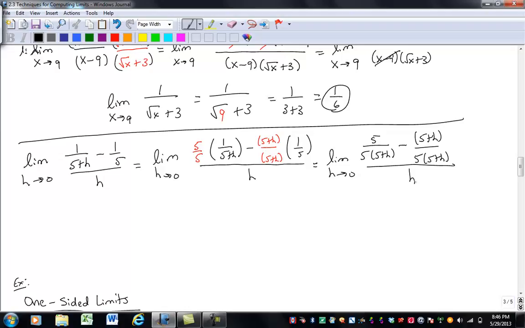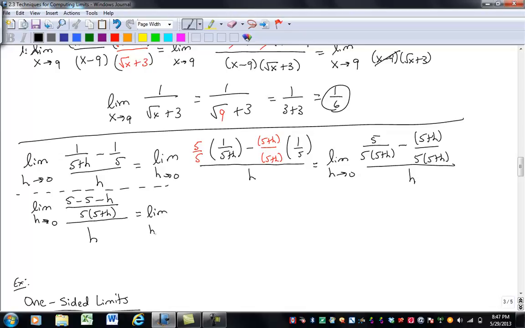I still can't plug in 0 because that h is still on the bottom. But I can add these two fractions together. So I get the limit as h goes to 0 of 5 minus 5 minus h. If you'll notice, that negative sign distributes to both of those terms. Over 5 times 5 plus h, because that's the common denominator. And the whole thing is divided by h. I still can't plug in 0 for h because that h is still in the bottom, so I have to do some more work.